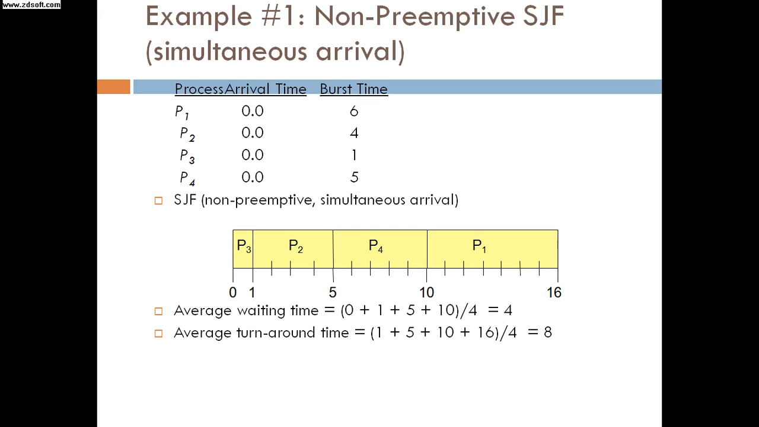The next chance is given to process P2, and it will execute for another 4 milliseconds. P4 will be given a third chance, and after that, the final process to execute is P1. It will occupy the CPU for another 6 milliseconds. So the total burst time is 16 milliseconds. Based on this Gantt chart, we have calculated the average waiting time and the turnaround time, which come to 4 milliseconds and 8 milliseconds correspondingly.